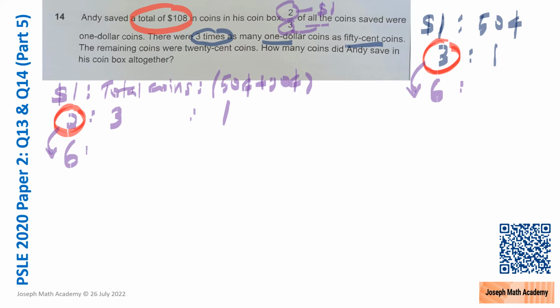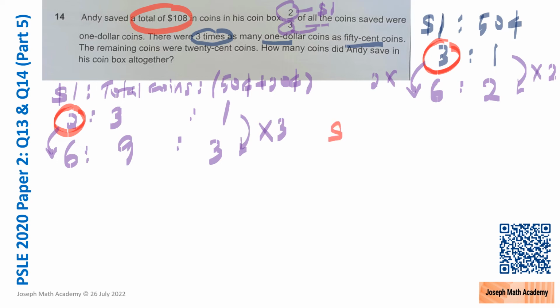Alright, so using equivalent ratio idea, the first ratio on the left, we have 2:3:1, is now known as 6:9:3 by multiplying by 3 throughout. The second ratio on the right, $1 coin to 50 cent coin, from 3:1 we get 6:2. We multiply this by 2, equivalent ratio. So from here I can conclude that the $1 coin, there are 6 units.